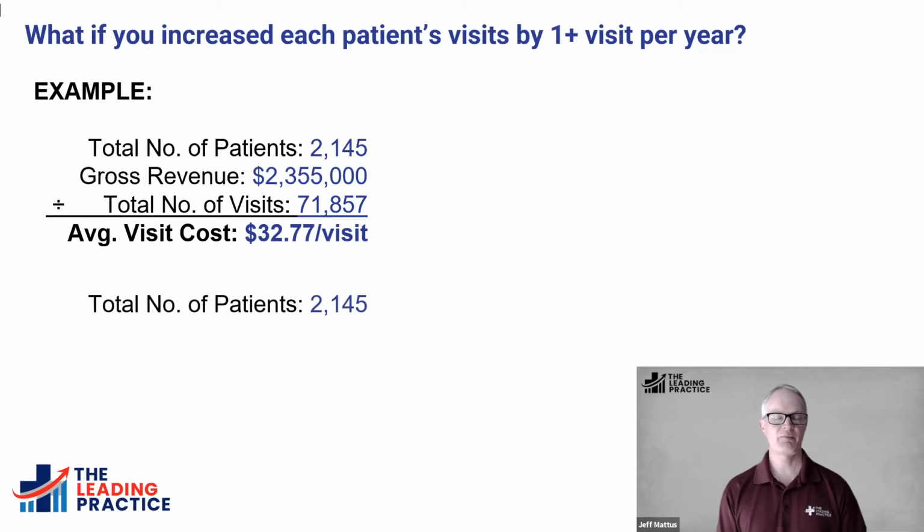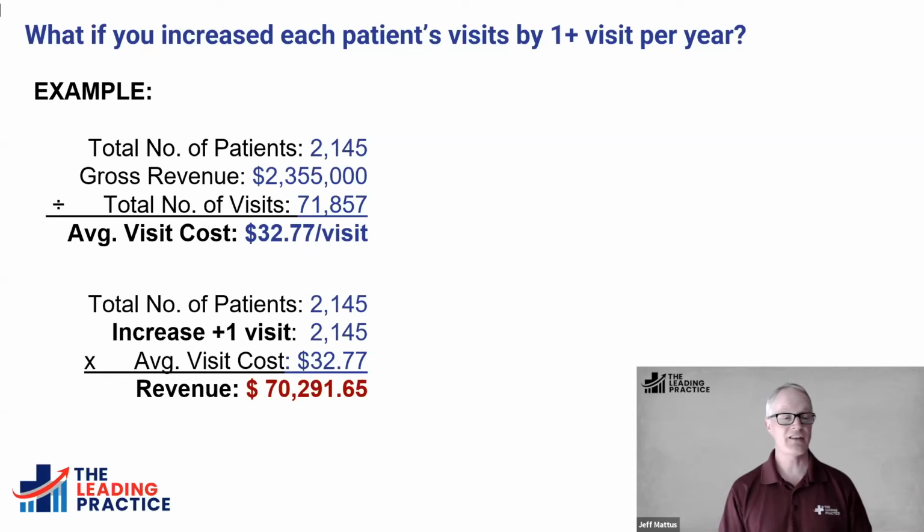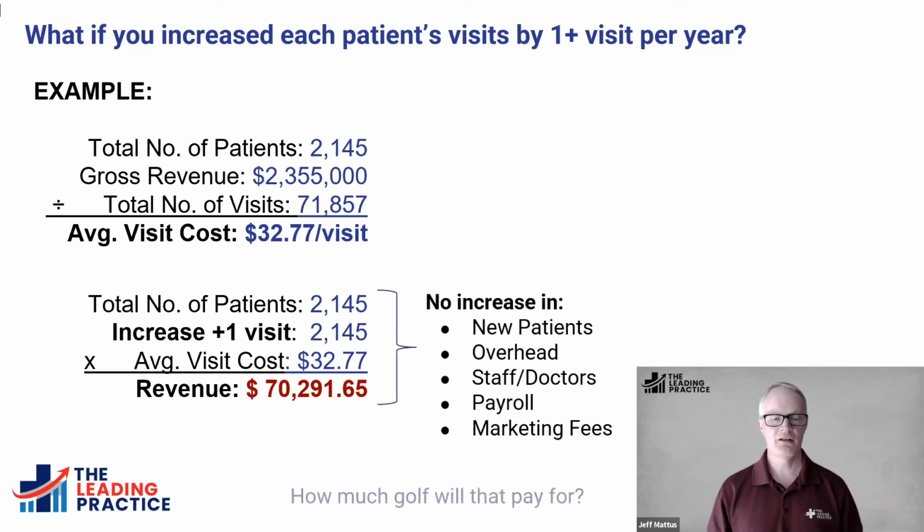Okay, now what happens? We take our total number of patients, we increase their visits by 1. So that means we have 2,145 new visits times the average cost of visit, $32.77. What does that get us? That gets us revenue of $70,291.65. Now, those are current patients, having them come in just 1 extra time a year. But what if you had 10,000 inactive patients and you were able to get even half of them coming in?